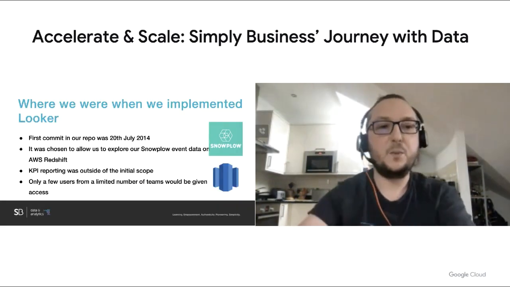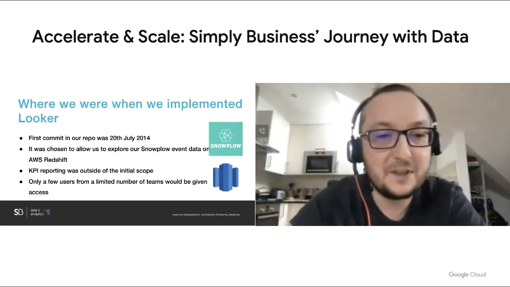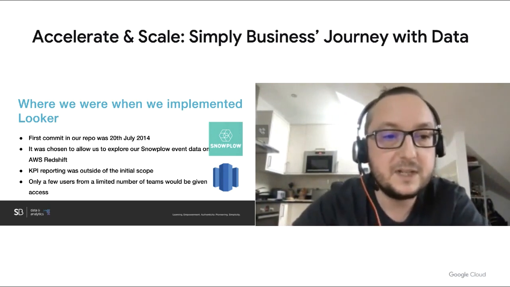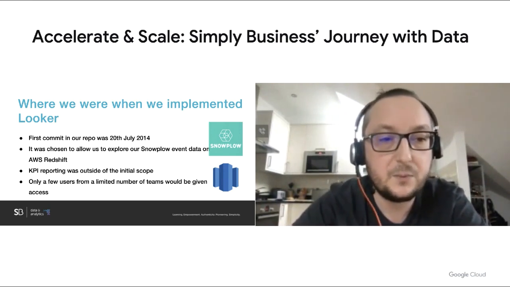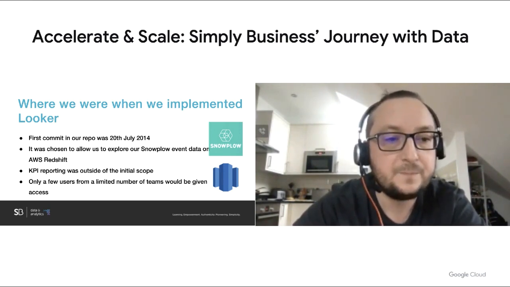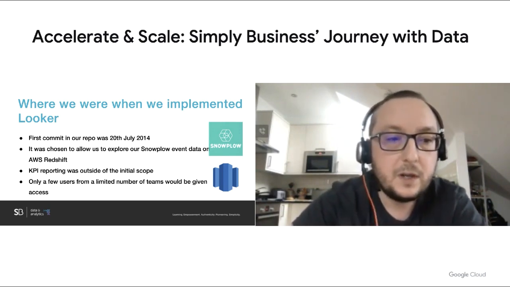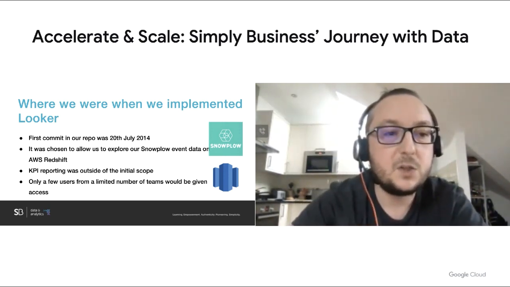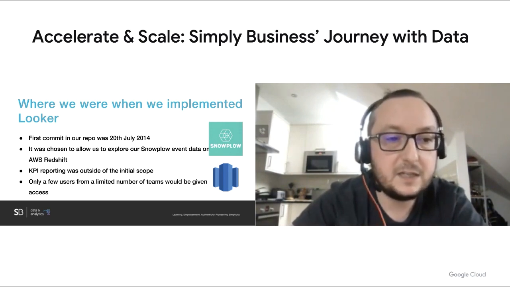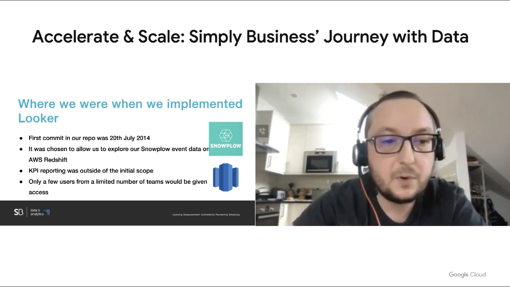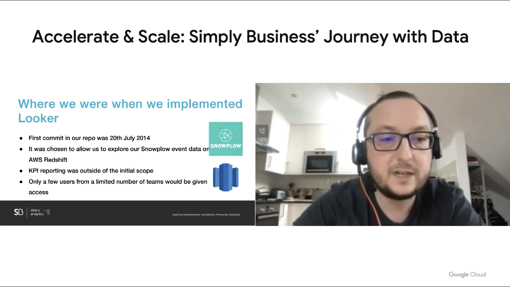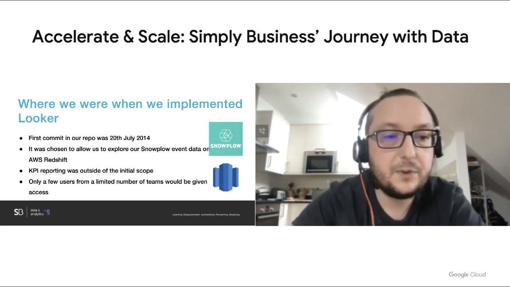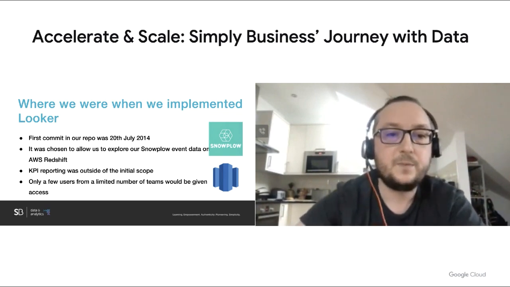So back to the beginning, where we were when we implemented Looker, and this was a very long time ago now. We're one of the first adopters in the UK. I checked, and the first commit in our repository in GitHub was the 20th of July 2014. It was chosen to allow us to explore our Snowplow event data on our new Redshift massively parallel processing database. Just a way for us to interact with this data and provide insight to our users. KPI reporting was outside of the initial scope of the project, and we only granted access to a few users from a limited number of teams.